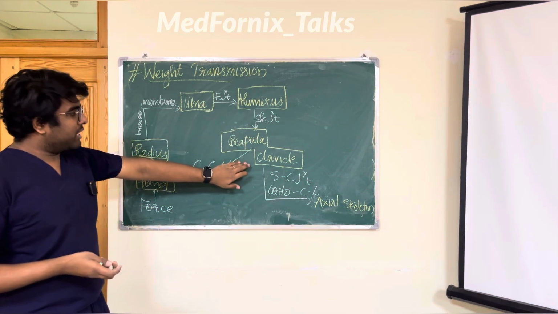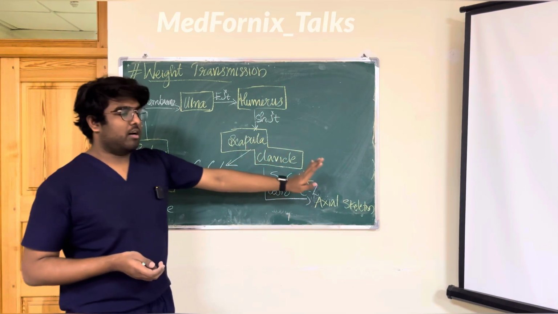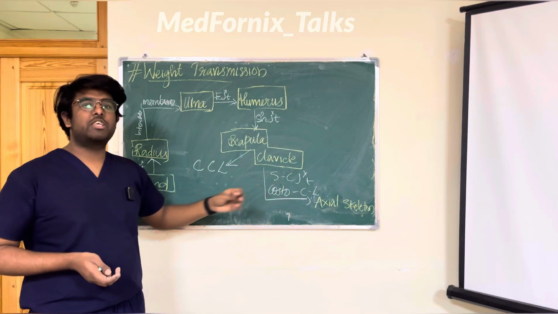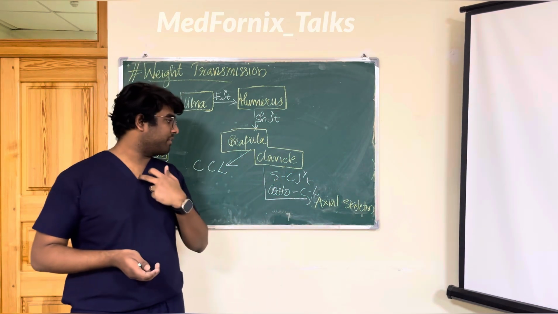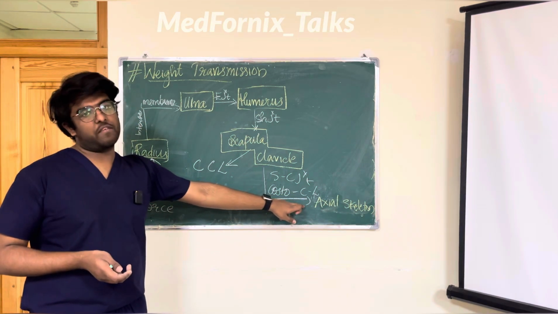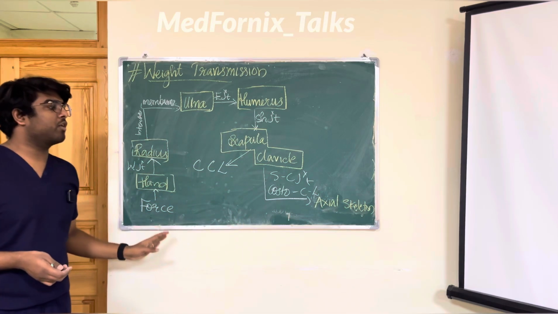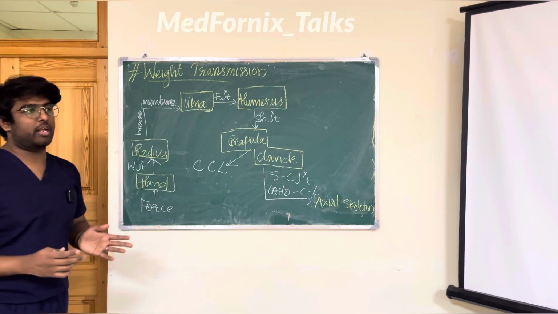From the clavicle and the scapula, it transmits to the axial skeleton with the help of the sternoclavicular joint, which is present here anteriorly, and the costoclavicular joint, which is also present anteriorly. So this is weight transmission. If you want to take a screenshot, you can take it now.